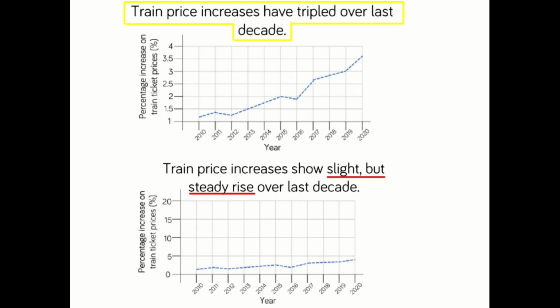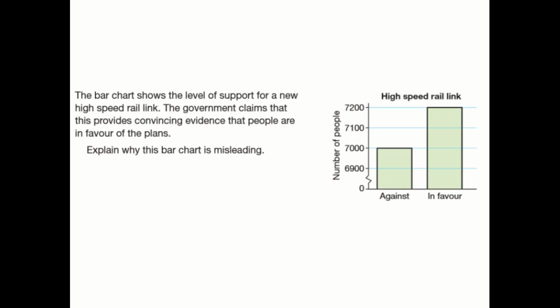So there are two examples. What about this one? It says the bar chart shows the level of support for a new high-speed rail link. The government claims that this provides convincing evidence that people are in favour of the plans. Explain why this bar chart is misleading. We'll have a think for a few moments.